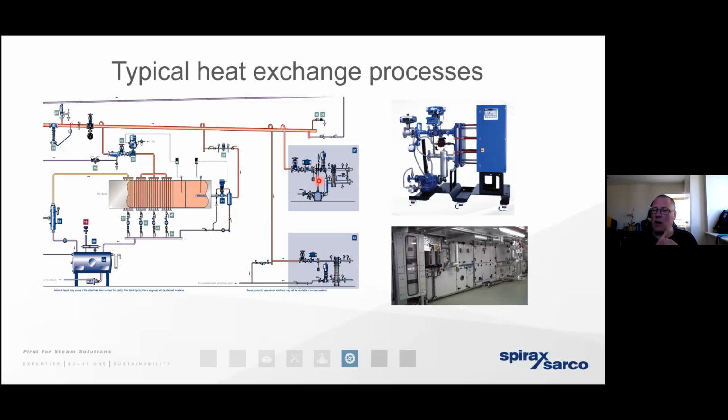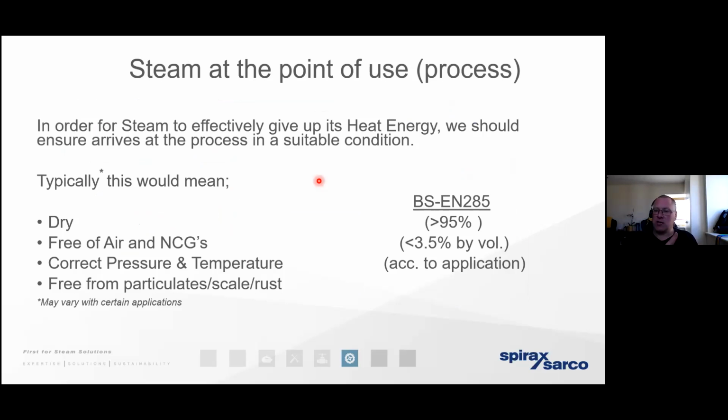So it's here, it's where we're using steam at the process. It's where steam's being used for direct injection processes. A standard referred to as BS EN 285 that's closely referenced by ASME BPE is highly relevant. It's where we want to be able to measure the condition of the steam. We need to ensure that the steam is 95% dry or better, that it has 3.5% by volume of condensate or less, air and non-condensable gases, and that it's free of any potential particulates.